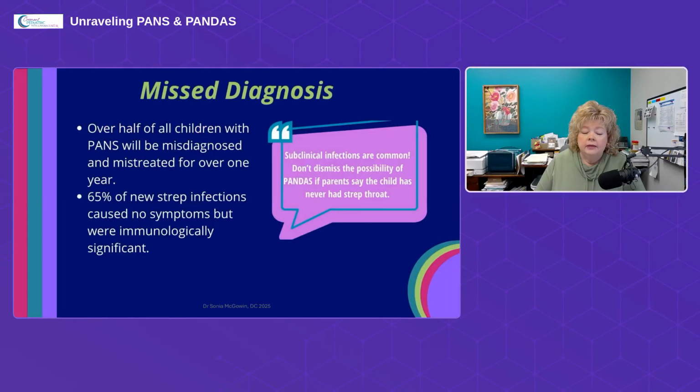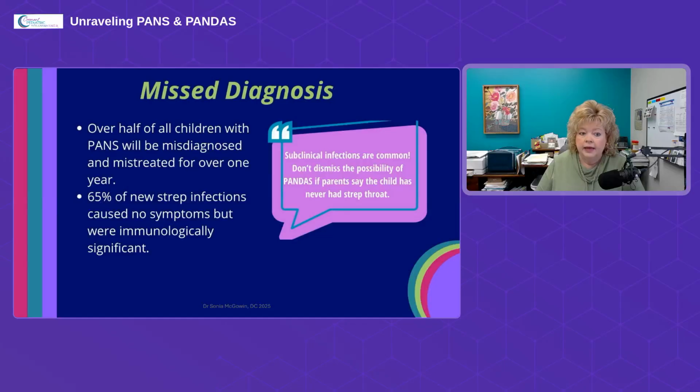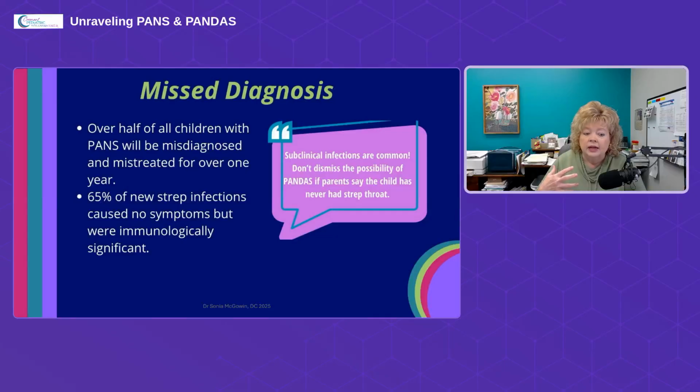Okay. This is very commonly misdiagnosed, sadly. So what literature tells us is that over half of all kids with PANS will be misdiagnosed and mistreated for over a year. Part of the reason for that is that about 65% of new strep infections do not give any symptoms. So the child has strep throat, but they don't have a fever, they don't have a rash, they don't have a bellyache, right? They don't have red tonsils, but yet that infection is immunologically significant.